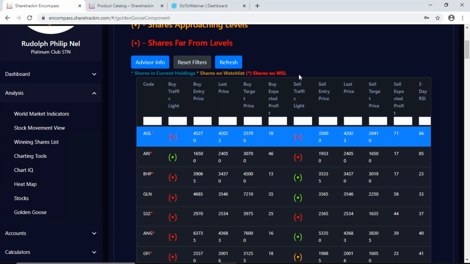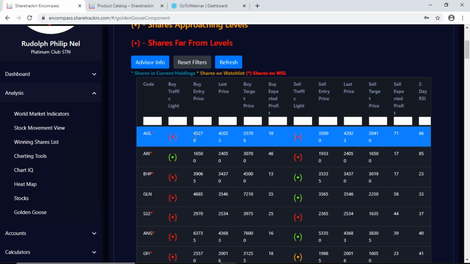Or if you're interested in short trading in a downward trend, then you're going to look at your sell traffic lights, but I'll explain that in a minute. Obviously it's got the buying entry price, so that's where you want to buy your shares. Then you've got your last price, which is the price that the share is currently sitting at. You want your last price to surpass the buy entry price before you actually buy the share.